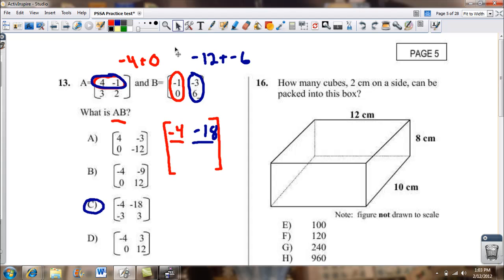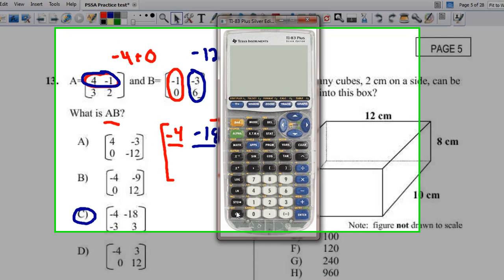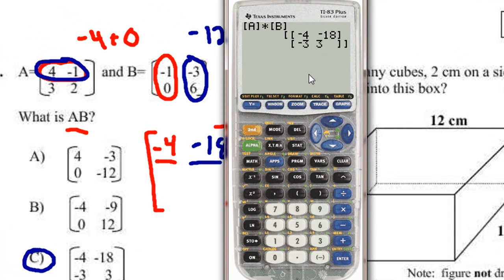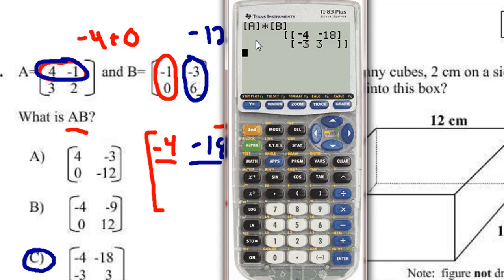One other little note, if you know how to use a graphing calculator, you know how to edit matrices, you can simply edit the two matrices. Second and the inverse key brings up the matrix menus. You can go over to edit the two matrices. There's matrix A. Once you have that entered, it's a matter of just taking A times B in your calculator, and you can see here the answer is C.